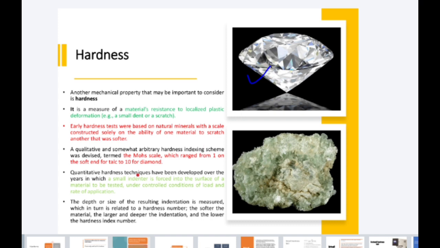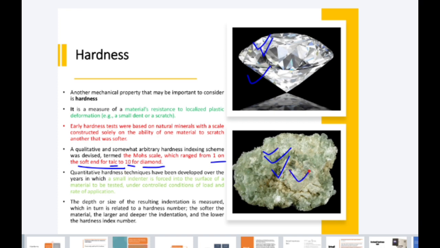They made a range or a scale known as the Mohs scale, and this Mohs scale ranged from 1 to 10. One was used for the softest material, and that is talc. I forgot the name, talc, right? This talc is the softest material available on our earth. And 10 was used for diamond, which is the hardest known material on the earth. So if we give a value of 10, it is the hardest, the diamond. If we give a value of 1, it is talc.